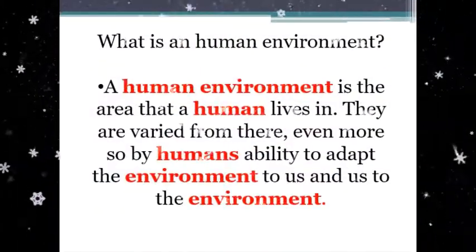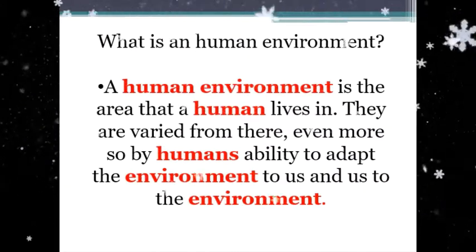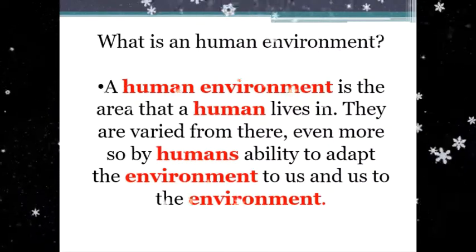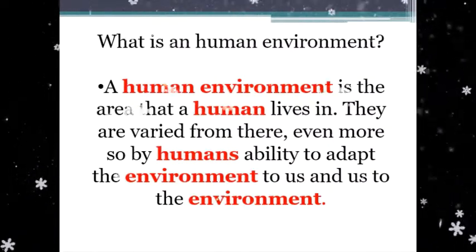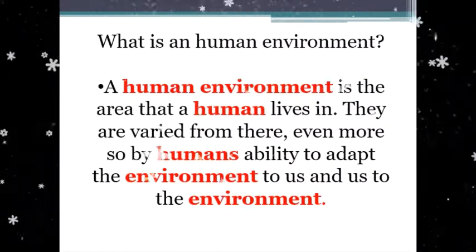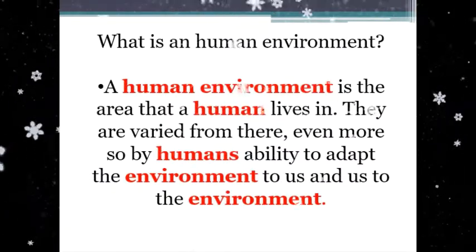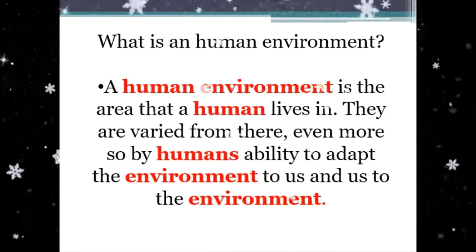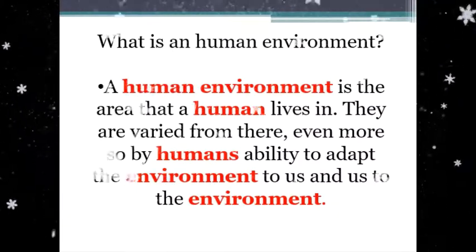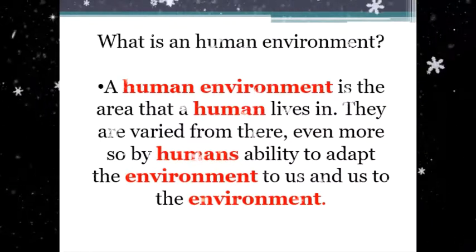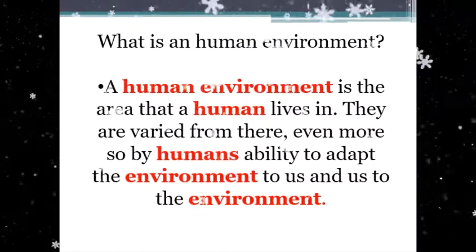What is human environment? A human environment is the area that a human lives in. They are varied, even more so by humans' ability to adapt the environment to us and us to the environment. So that is what environment is all about. It's the area that a human lives in. Remember that.